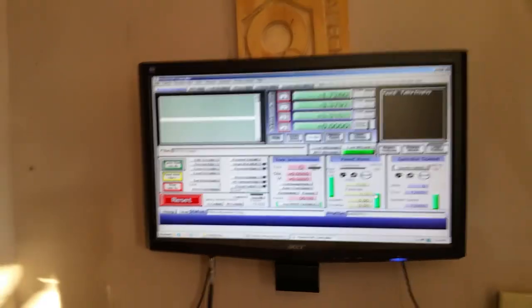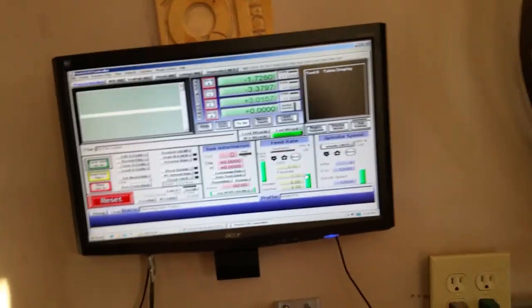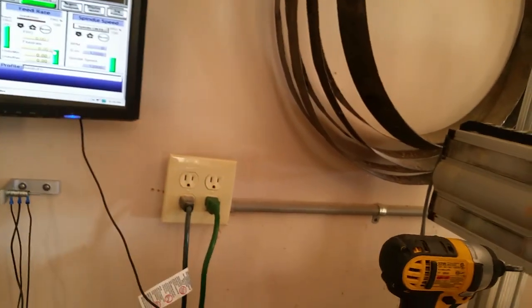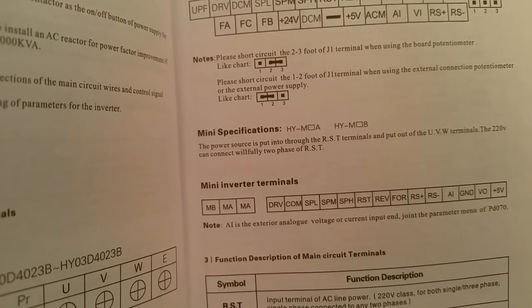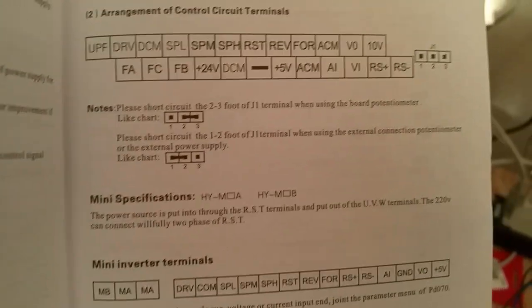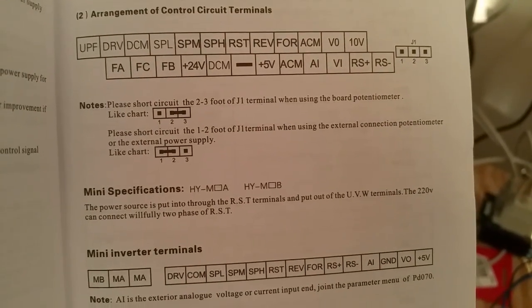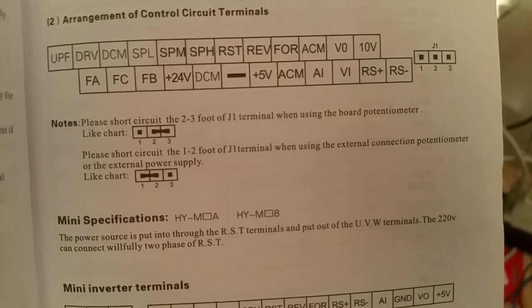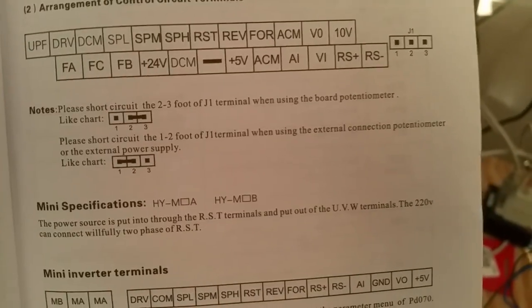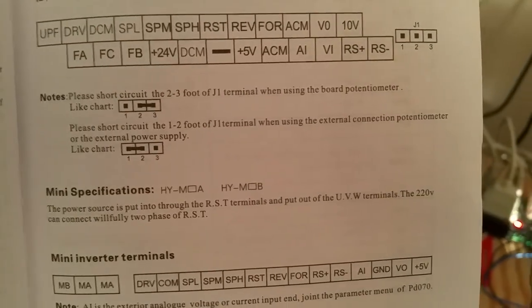So again, it still would not work. What got me was finally, and yes, I had read through my VFD manual many times, and to be fair, for a Chinese manual, this thing was actually fairly well worded. It wasn't a lot of the broken English that you see in some of the Chinese manuals. But right here, see this notes: please short circuit 2 to 3 foot of J1 terminal when using the board potentiometer, like this. Please short circuit the 1 to 2 foot, I think they mean leg, of the J1 terminal when using external connection potentiometer or the external power supply.